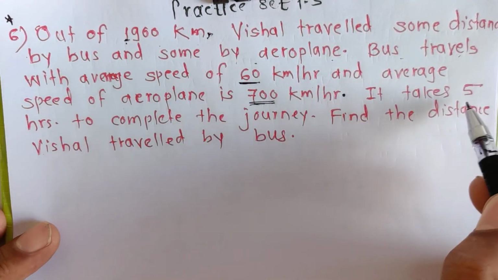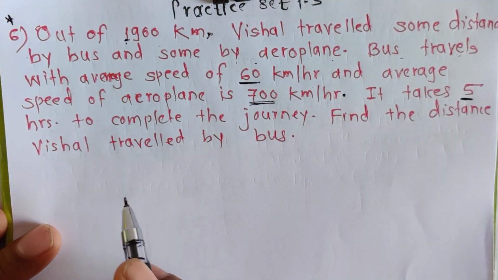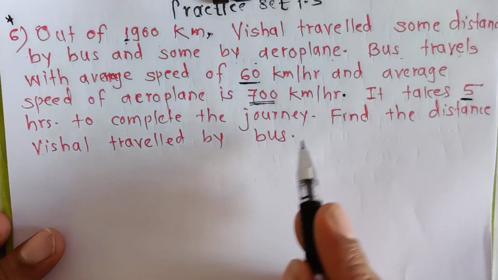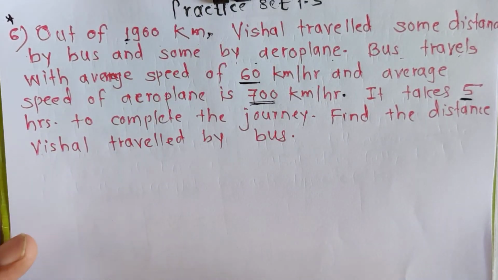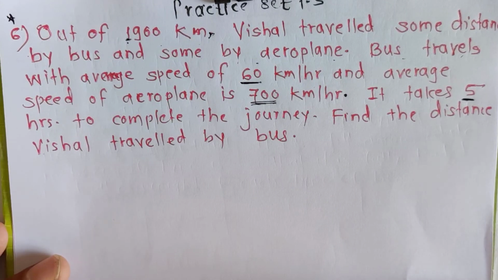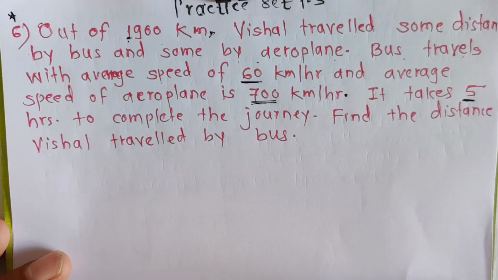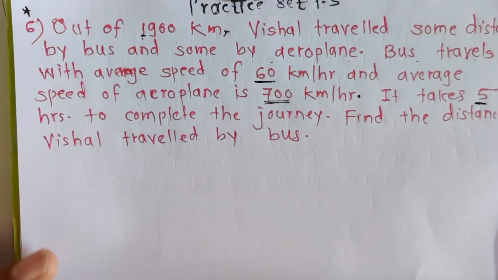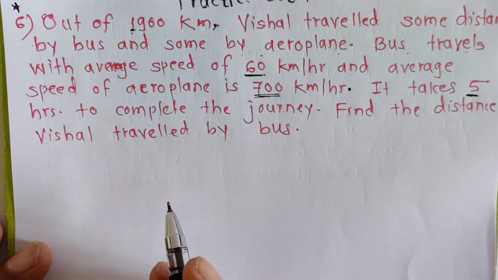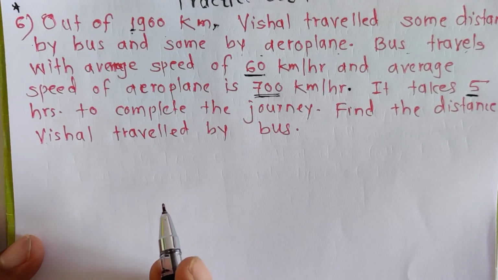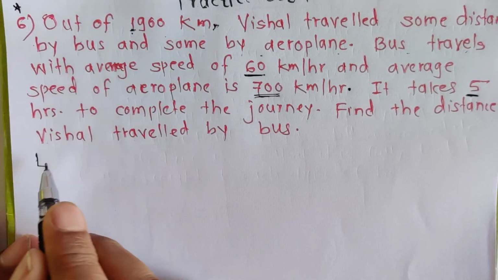The total time taken to complete this journey is 5 hours. So find the distance traveled by bus. Here we have to find the distance traveled by bus only, not by aeroplane. So let the distance traveled by bus be x kilometer and by aeroplane y kilometer. So that is the first point.